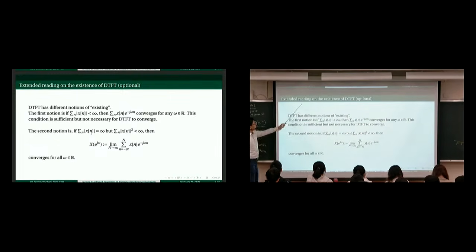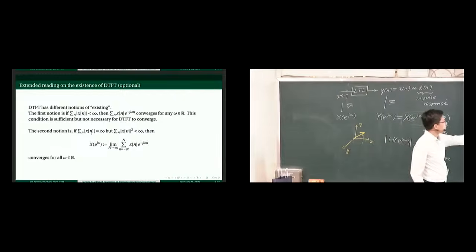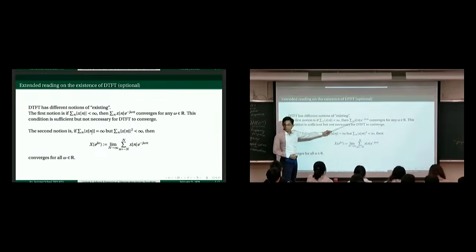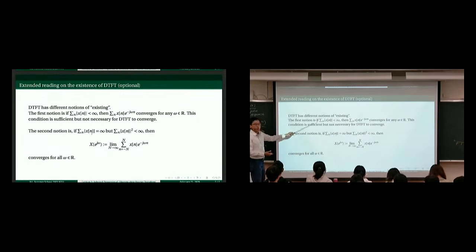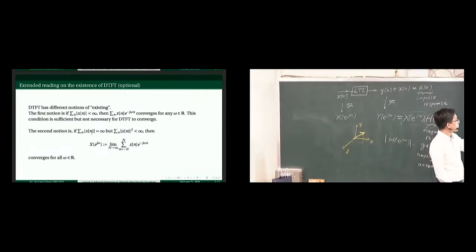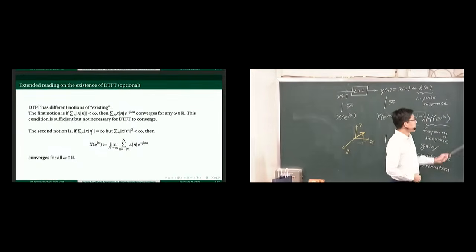The notion of existing can actually be different too. The first notion is that if you take the sum of the absolute value of the signal, and that converges, then that guarantees that the Fourier transform exists. Another way to put it: if a signal converges absolutely, then the Fourier transform converges, or exists. That's one notion of existing. But this turns out to be sufficient but not necessary.